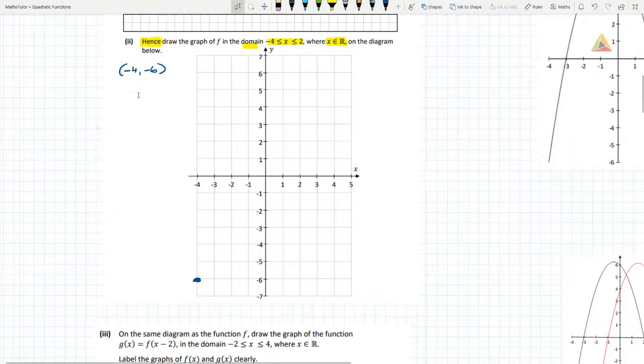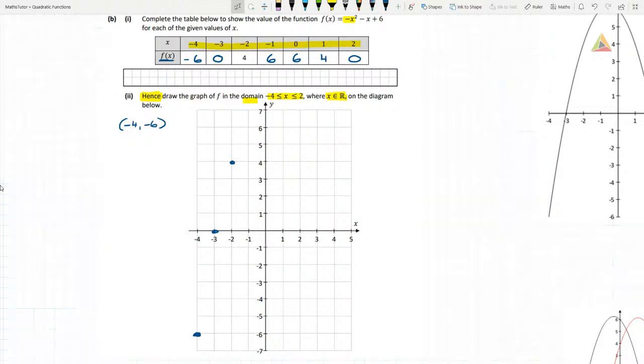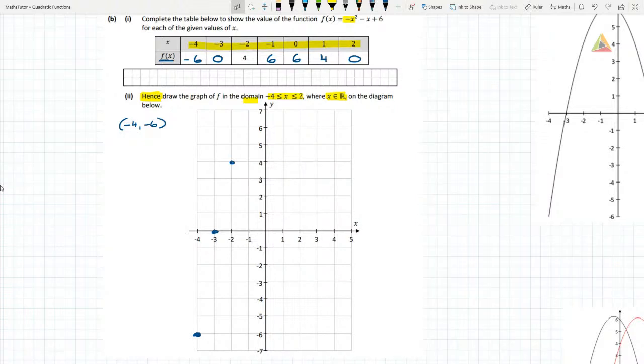The second one was (-3, 0). So (-3, 0) is going to be on the x-axis, so I'll draw my dot here. The next one is (-2, 4). So I go across to -2 and up to 4, and I draw my dot. The next one is -1, so I'm coming across to -1 and up to 6. The next one is (0, 6), so I don't go across, I just go straight up to 6. Then (1, 4), and the last one is (2, 0).